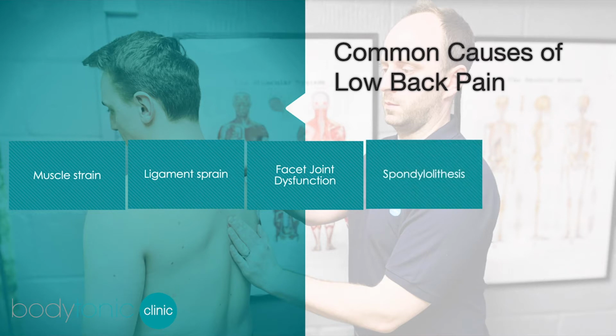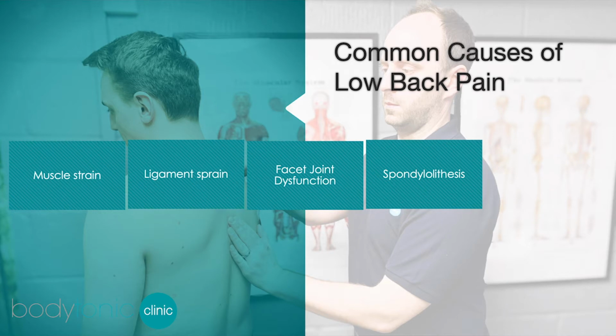Spondylolisthesis. This is where one of the vertebrae in the low back moves out of its usual normal position, usually slipping forwards. This causes instability within the spine. If the bone slips too much, it may compress onto the surrounding nerves, causing pain and neurological symptoms down the leg.